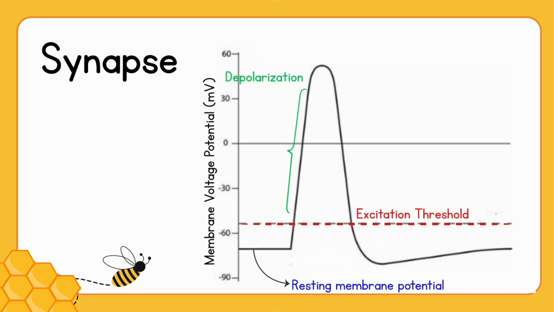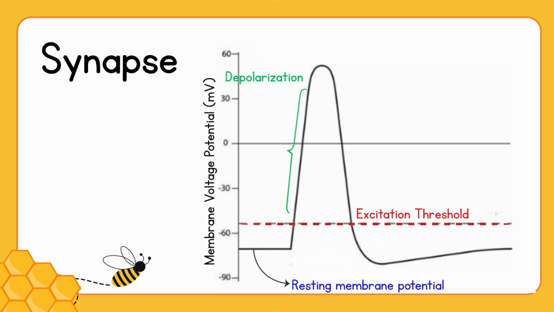It's important that you understand that action potentials are an all or nothing process. They cannot happen unless you've reached the excitation threshold. And if you have, the neuron has no choice but to activate. It's not like a maybe situation, it's a must.